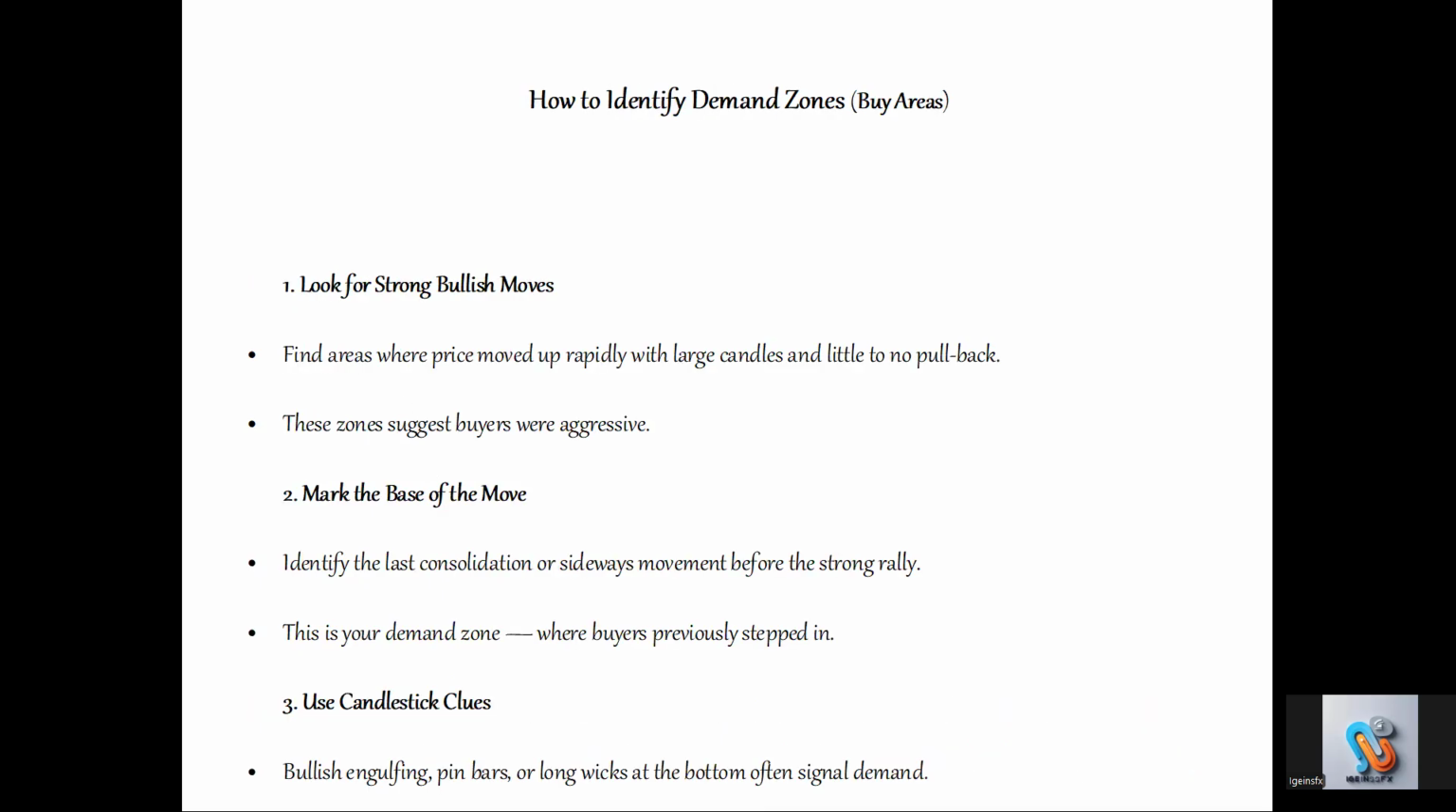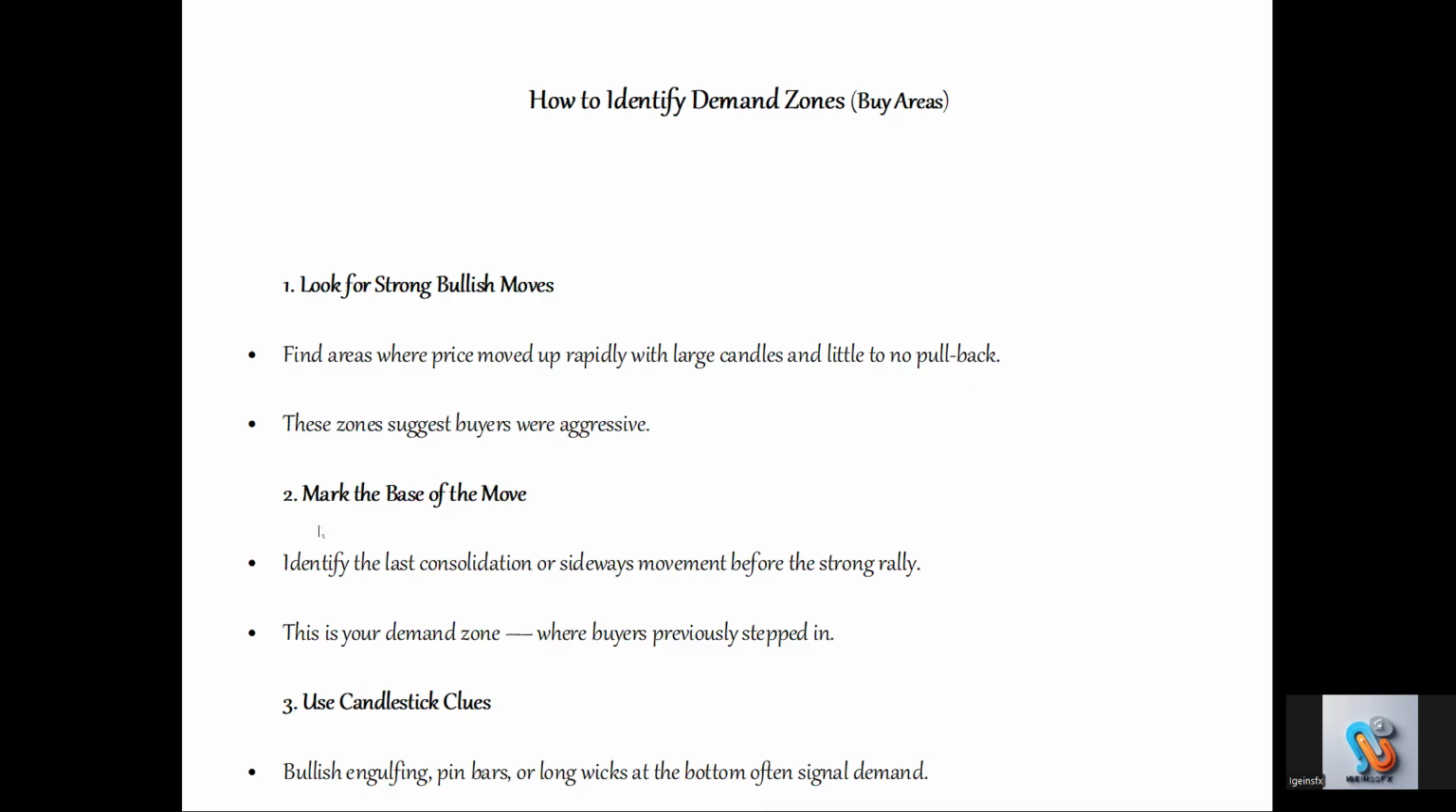All right. So how do you identify a demand zone? Number one, look for strong bullish moves. Find areas where price moves up rapidly with large candles and little to no pullback. These zones suggest buyers were aggressive. There was very high momentum at that moment.